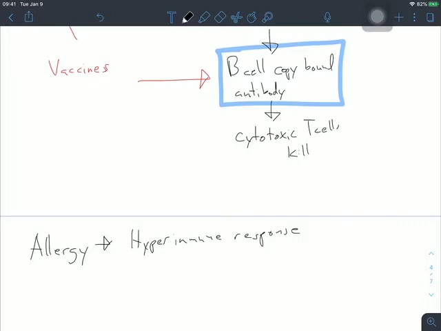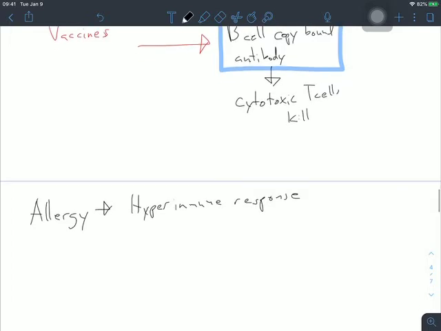Now, this type of hyperimmune response goes through a lot of these same pathways, but you can also have a hyperimmune response to not foreign objects or objects that are not technically foreign. You can have what's called an autoimmune response.